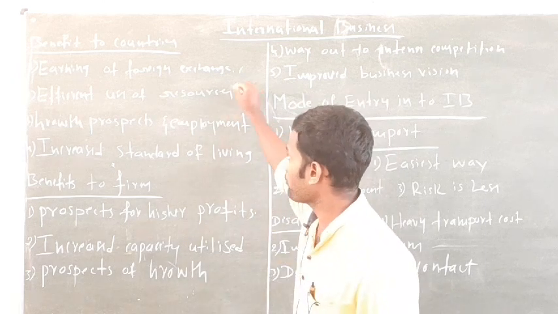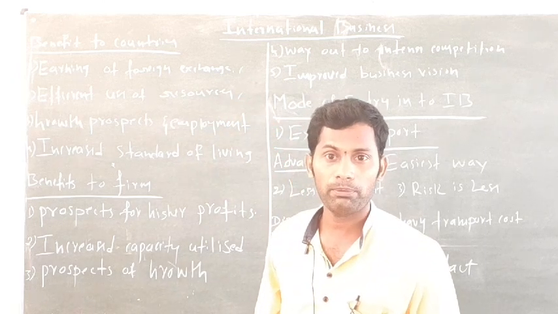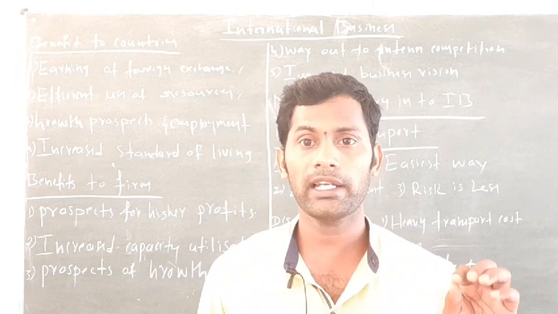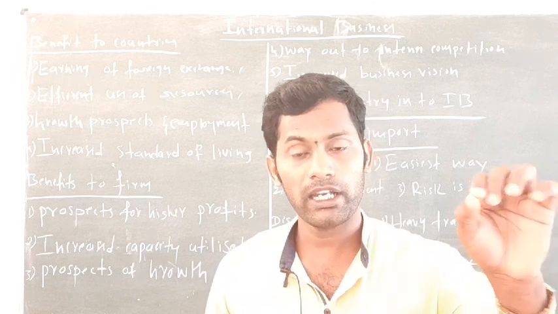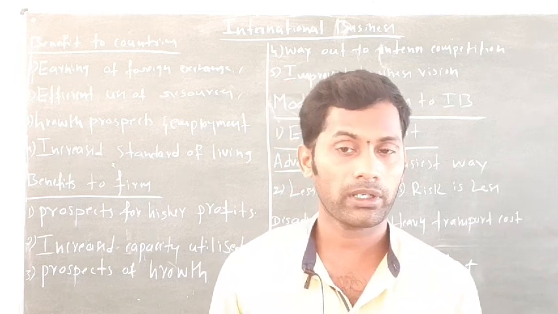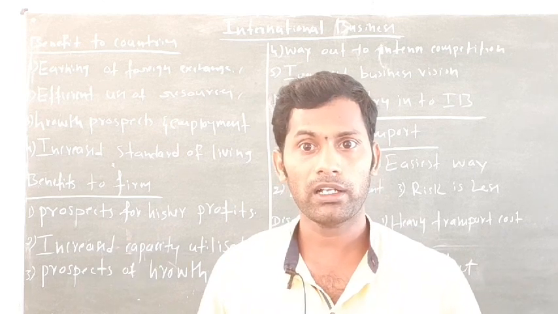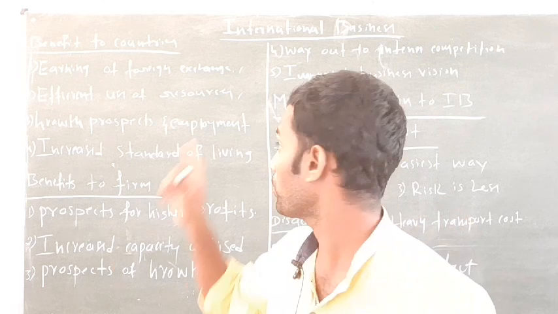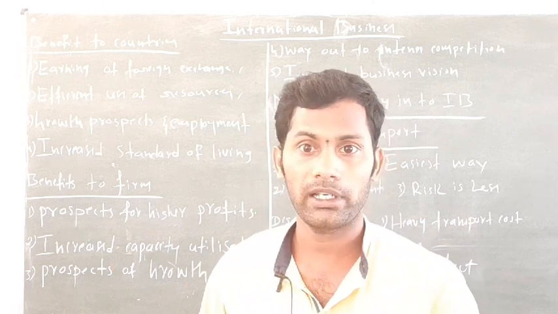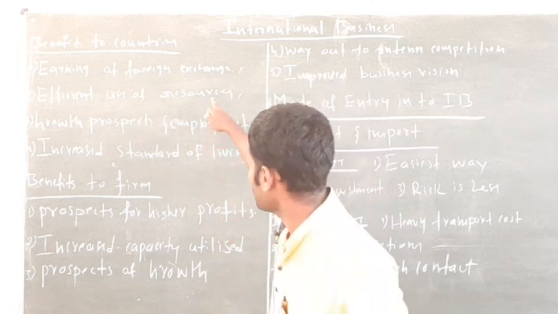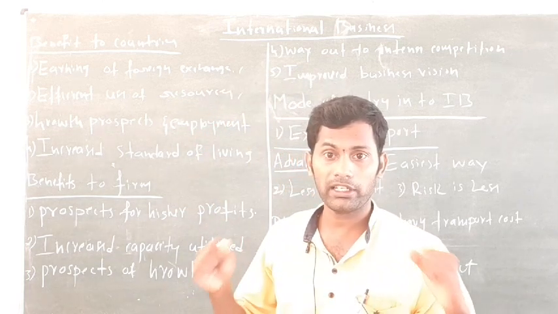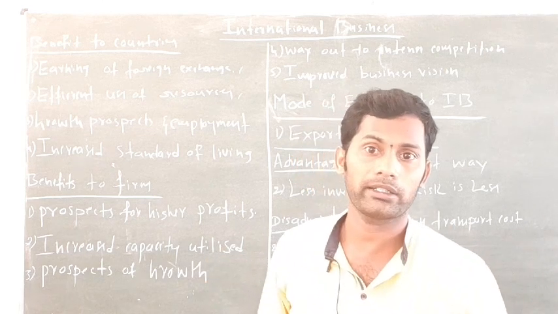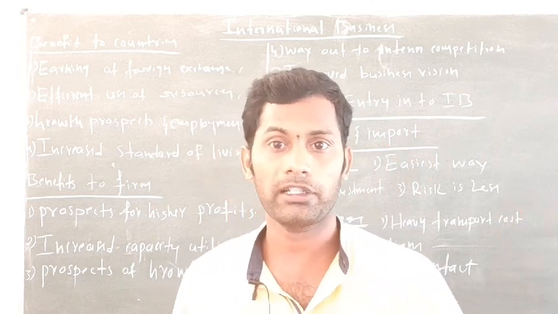Second one, efficient use of resources. One of the best policies or rules of international trade is to produce what you can produce in an efficient way. That is one of the best rules, or principles, of international business. If a country has an edge, or is efficient in producing one type of product, then it will succeed in international business.